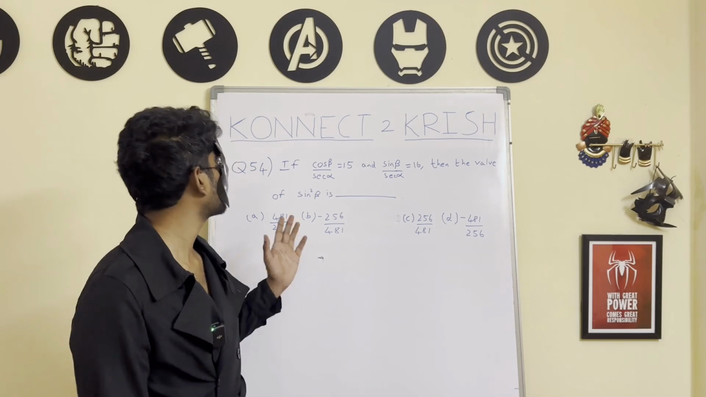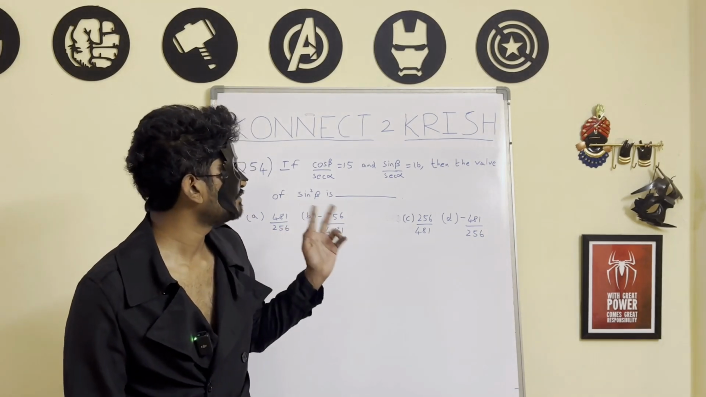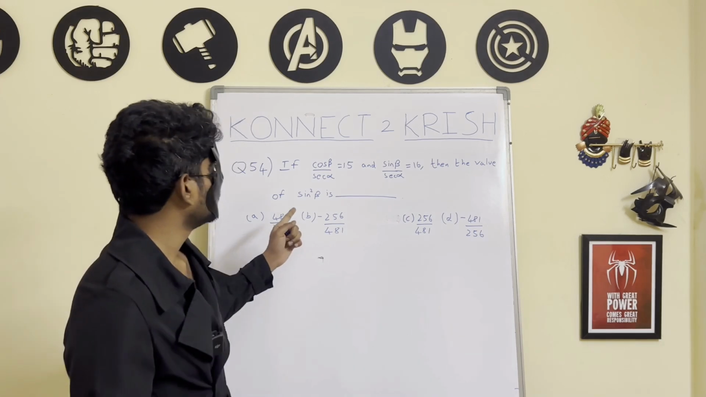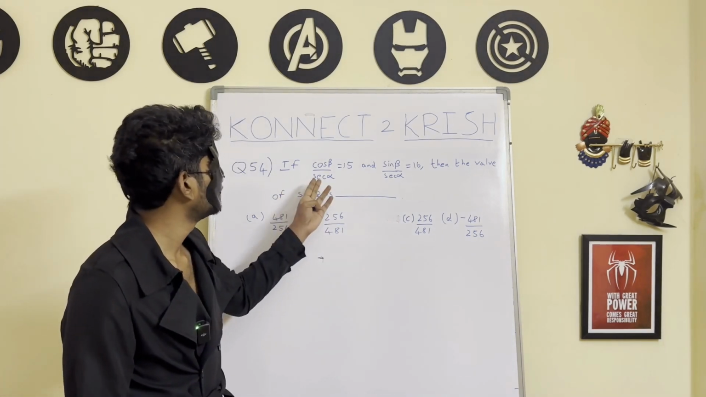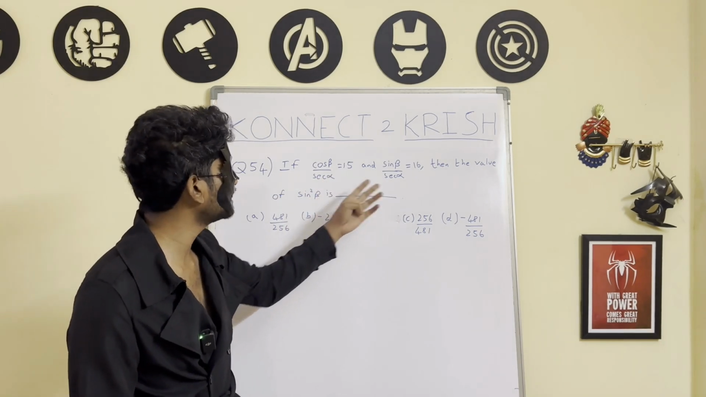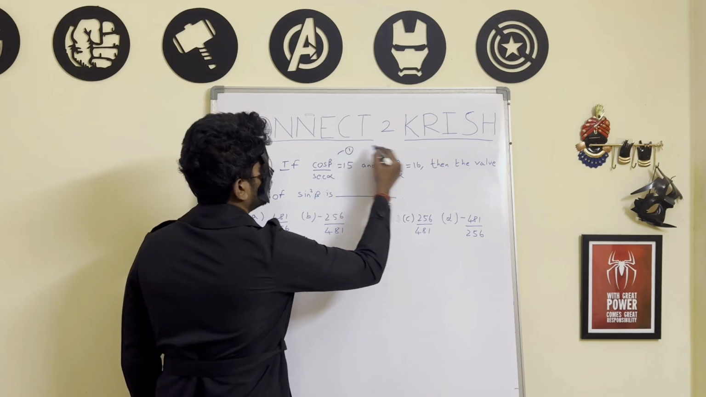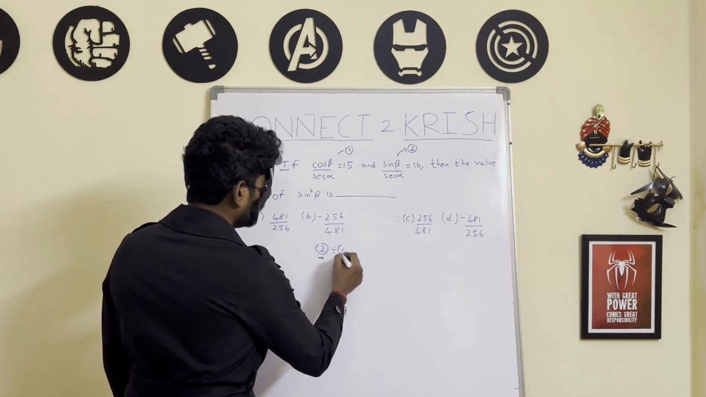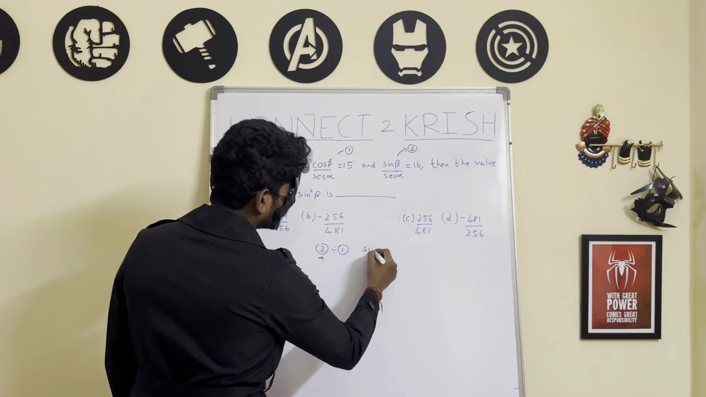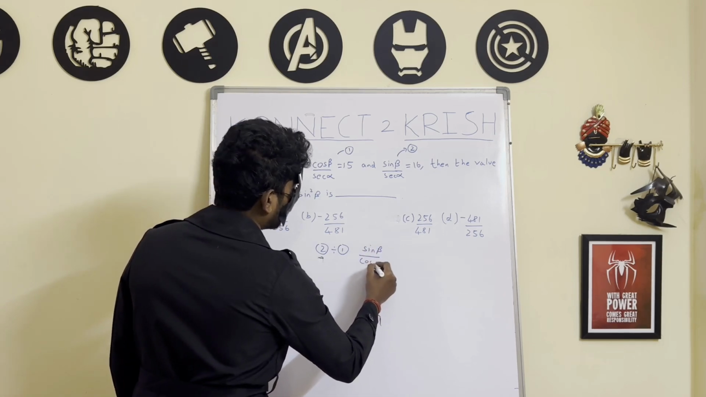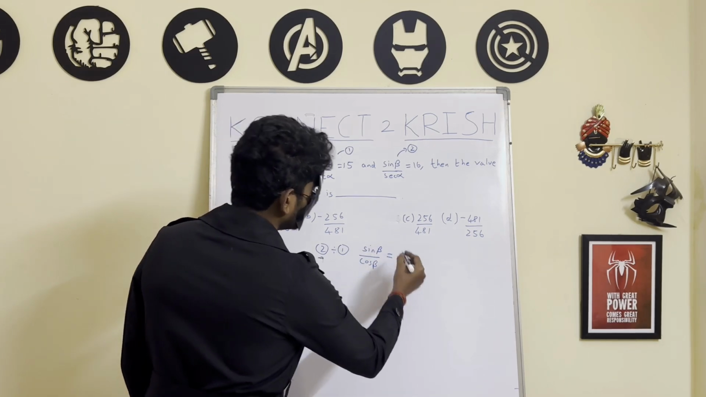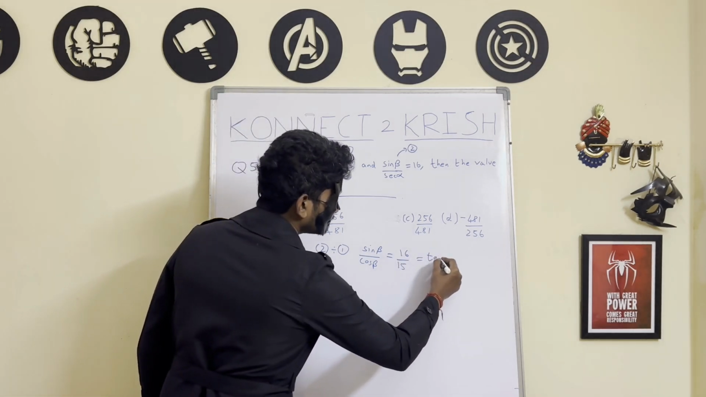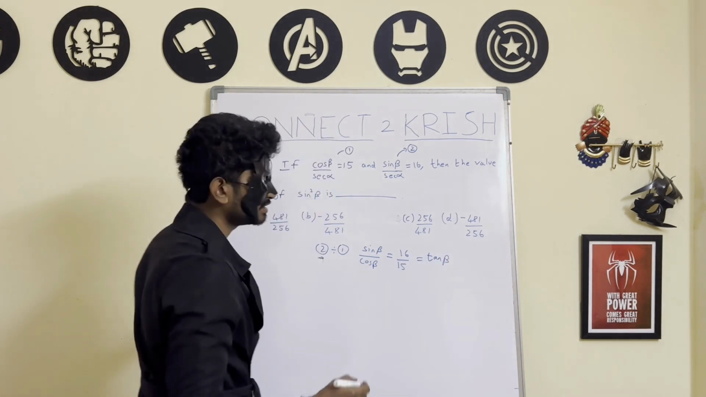So superhumans, next question is if cos beta by secant alpha is equal to 15 and sin beta by secant alpha is equal to 16, then the value of sin square beta is. The question is asked in terms of beta, so we will try to eliminate alpha. To do that, let me consider this as equation 1 and this as equation 2. So we will divide 2 by 1. 2 divided by 1 is nothing but sin beta by cos beta is equal to 16 by 15. We know that sin by cos is nothing but tan, which is equal to tan beta. And I already taught you tan is nothing but perpendicular by base.